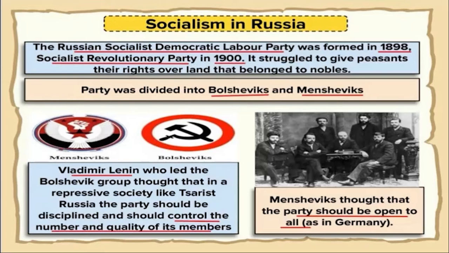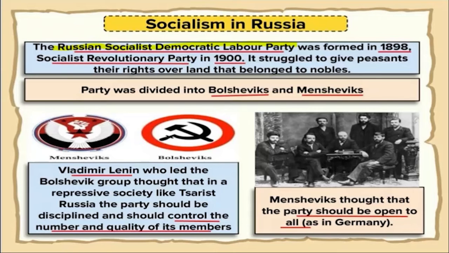Now, understanding how socialism emerged in Russia. There was a party formed in 1898 known as the Russian Social Democratic Labor Party. This was a party which helped the laborers and the peasants overcome the problems they were facing. Now, socialist revolutionary parties were also formed in the 1900s, and they struggled to give peasants their rights over land that belonged to the nobles. Nobles, again, that was the same condition.